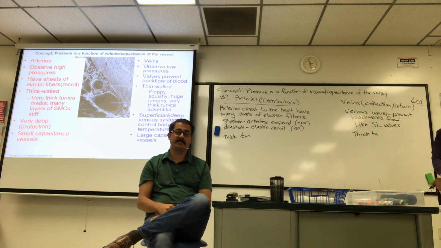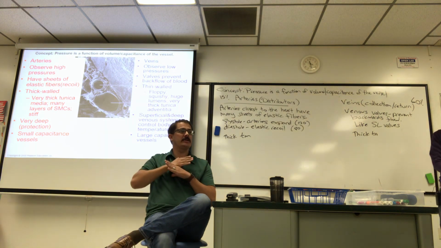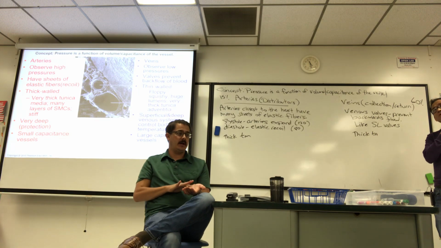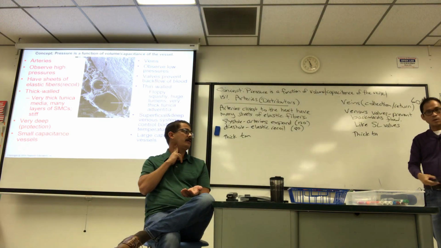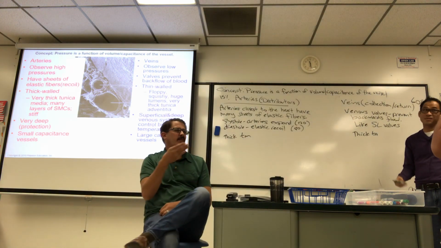One thing about arteries, I say that they're very deep for protection. There are very few places you can feel your pulse. You could feel it on your wrist, your radial artery, your carotid, your femoral, maybe the top of your foot. It's called the dorsalis pedis artery. There's a few other locations, but there's not too many.